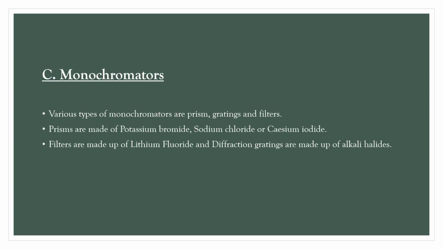Monochromators. Various types of monochromators are prism, gratings, and filters. Prisms are made of potassium bromide, sodium chloride, or cesium iodide. Filters are made up of lithium fluoride, and diffraction gratings are made up of alkali halides.